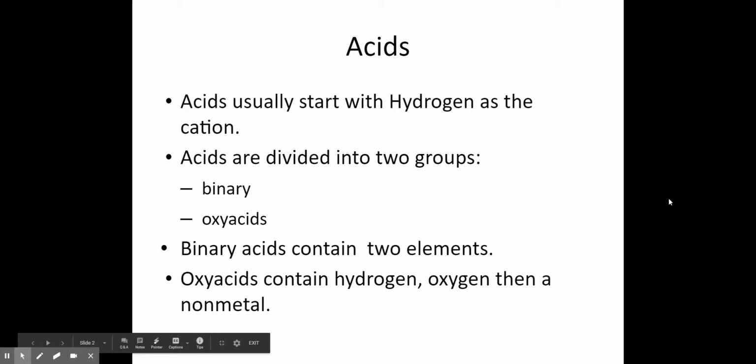The way that you can tell if something is an acid is generally it starts with hydrogen as the cation. Acids are divided into two groups, binary acids and oxyacids. Binary acids contain only two elements, where oxyacids contain hydrogen, oxygen, and then a nonmetal.